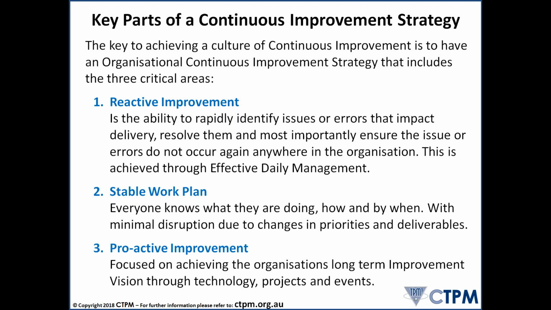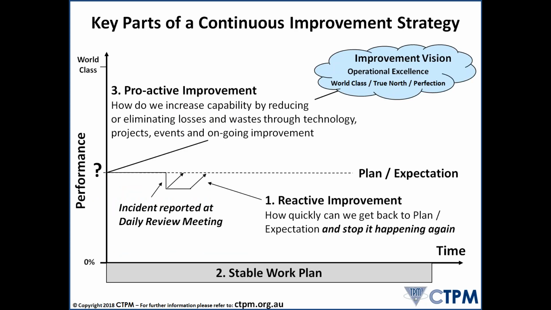Lastly, we have proactive improvement, which is where most companies start and are very good at. These are your projects, your events, changes to technology, which are all big bang pieces to get us to our long-term improvement vision. But what we found is unless these 3 pieces work together, you're not going to have enough time for either one on its own. So here we see proactive improvement getting us to our world-class performance and our vision. We have reactive improvement, which is just our stable daily plan and how quickly we can get back to that if any issues happen, and our work plan along the bottom.